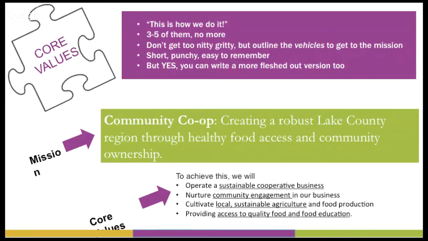So you might not memorize these exact words if this was your co-op, but you could say to people, we want to make a more robust Lake County through healthy food access and community ownership. We're going to do that through sustainable cooperative business, community engagement, local sustainable agriculture, and access to quality food and food education. That stuff, you can remember that, and that's exciting. What are we going to do, and how are we going to do it? Oh, I really like those methods. How exciting. Okay, so we have a what we're going to do for who, and we have how. So next is vision.